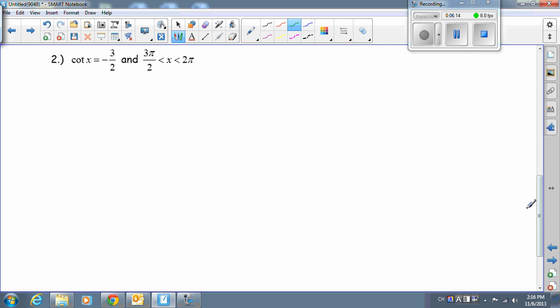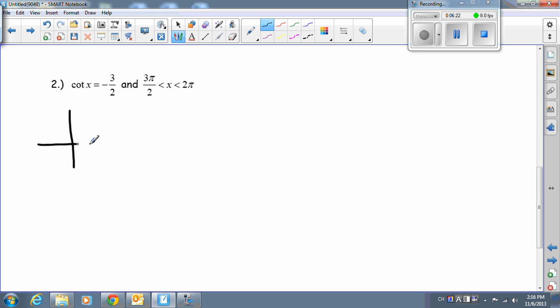Let's look at number 2. Number 2, we're looking for sine 2x, cosine 2x, and so on. So I will start again by building that triangle between 3 pi over 2 and 2 pi, meaning here. And in this triangle, this represents my x. I have a right angle here. Now this is 3, and this is negative 2. Of course, this is square root of 13.